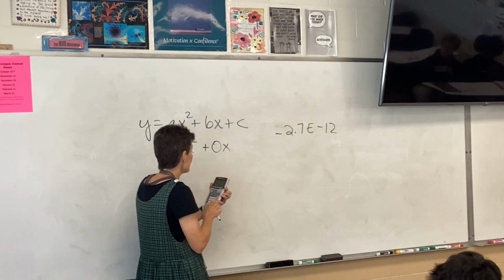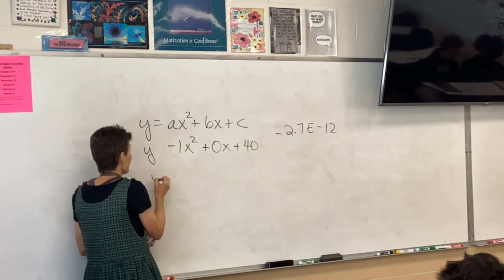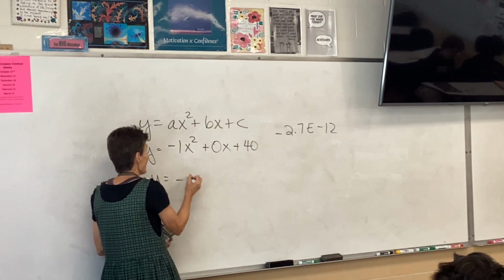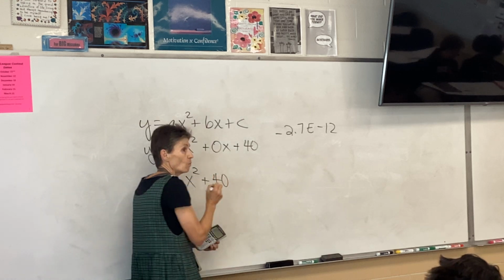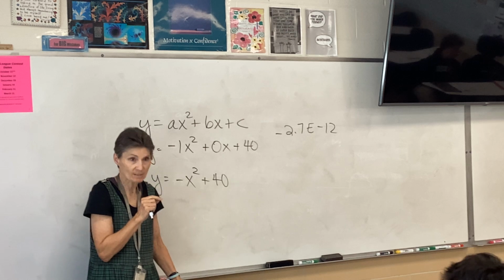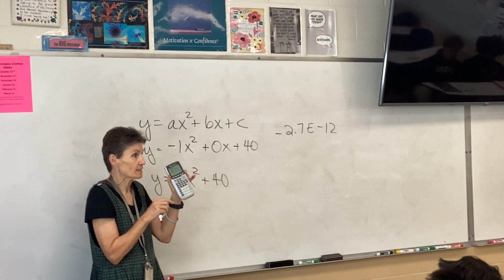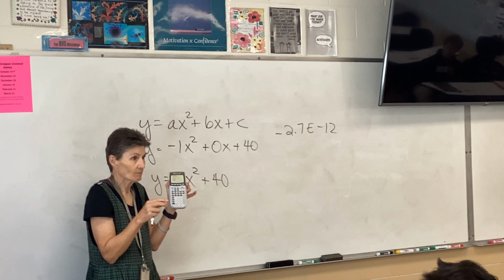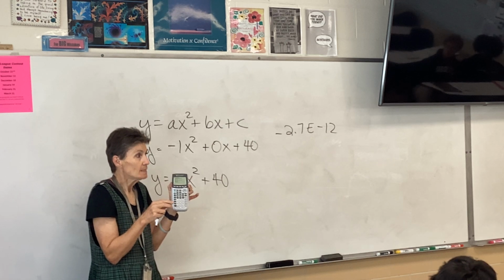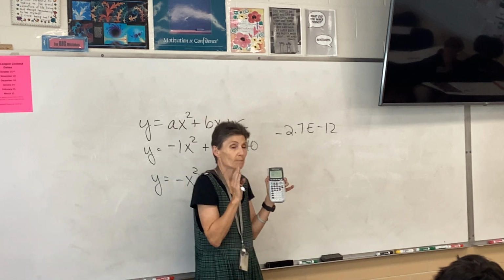And then my C is 40. So my equation is -x squared plus 40. That is exactly what we came up with yesterday. Only now the calculator did it all by itself. Okay? Now, we're going to do another example. So if you got lost in there somewhere, pay close attention.